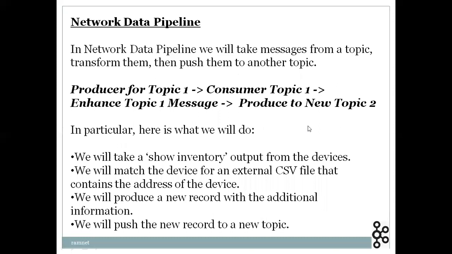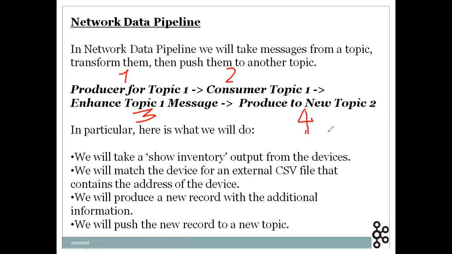The next one is the network data pipeline. In the network data pipeline, we will take the messages from the topic, transform them, then push them into another topic. Picking up from one topic, transforming it, pushing it to another topic. The first step is a producer for topic 1 and a consumer of topic 1. Consuming the topic is the second step. Enhancing the message is the third step. Producing it to the new topic is the fourth step.